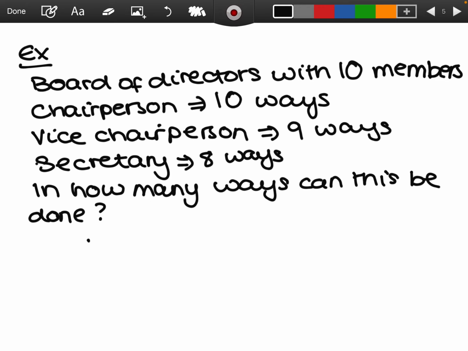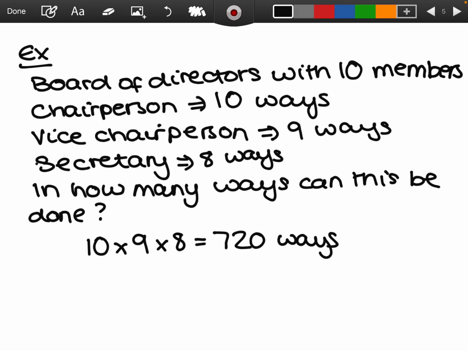So the number of ways that I can choose these 3 positions, the chairperson, vice chairperson and secretary, would be 10 times 9 times 8, which gives me 720 possible ways that I could select those 3 people. So there are 720 possibilities out of the 10 board of director members that I can have for my chairperson, vice chairperson and secretary. There are 720 different possibilities for picking those 3 people.